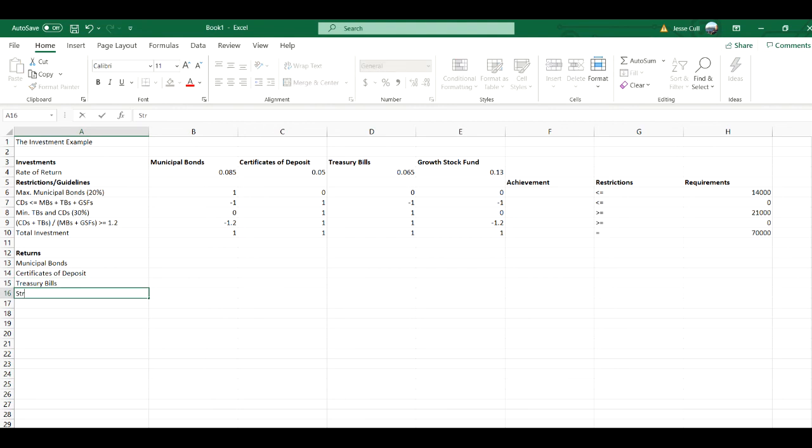Treasury Bills is $38,181.82. Growth Stock Fund is $31,818.18, and that will generate a total return of $6,618.18. If we invest $70,000 in this manner, following these guidelines, we will get a return of $6,618 above our initial investment. And that is the absolute perfect choice given these conditions.